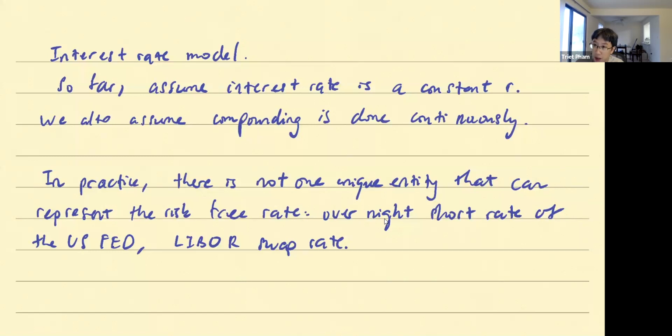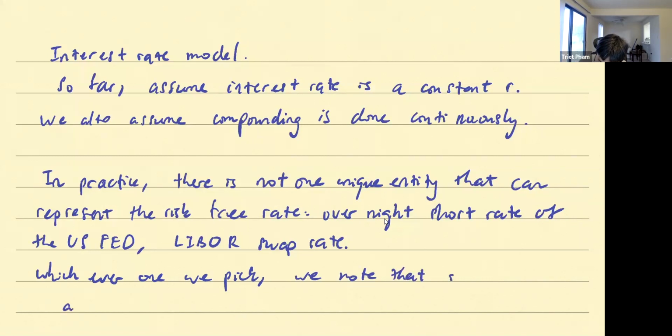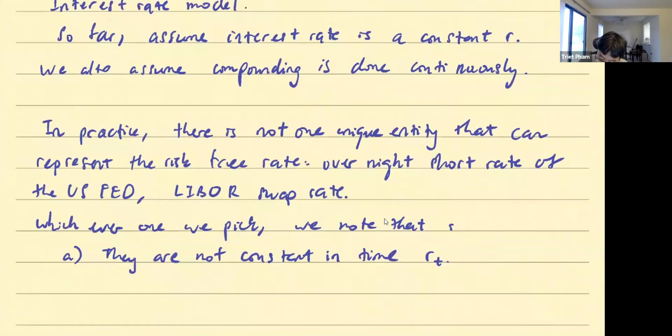But either way, whichever one we pick, we note two things. A, they are not constant in time. In other words, the interest rate changes with respect to time, so r is a function of t.